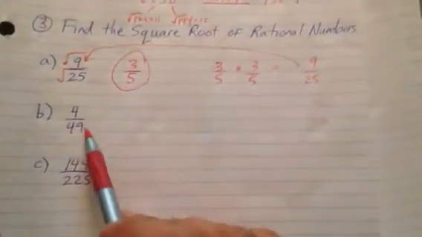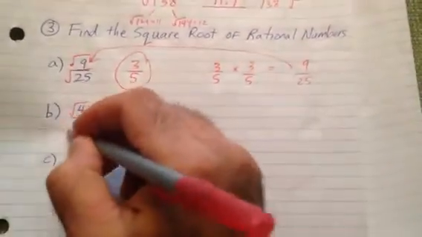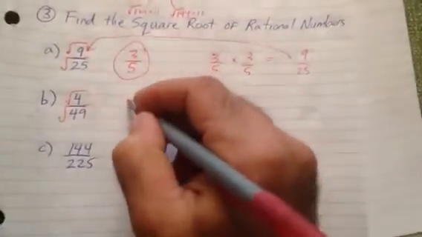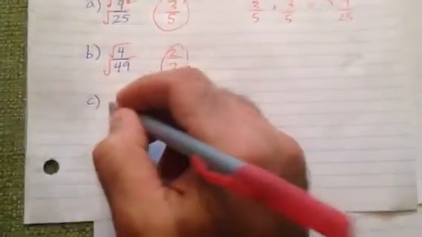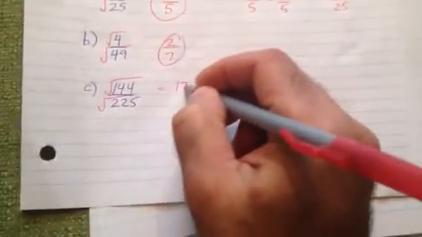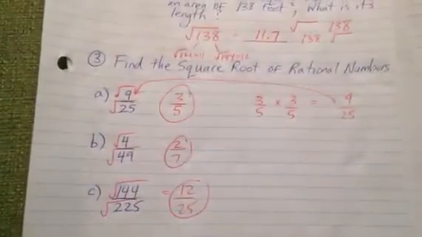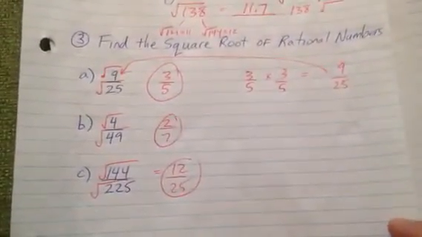So here, this fraction, 4/49. I square root both of those. Square root 4 and square root 49. Answer, 2/7. That's the square root of 4/49. Finally, square root of 144 over 25. Square root both of those. You get 12 over 5. And that's our final answer. Okay, so that's pretty simple. That's a new skill for grade 9.